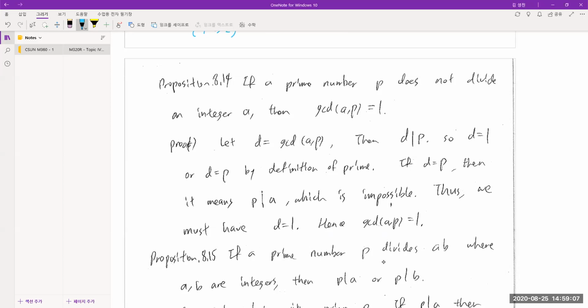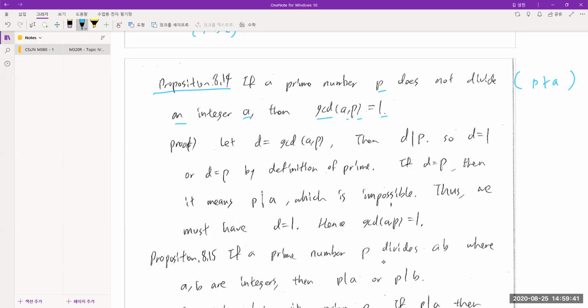Next proposition, it has a key role in the proof of the uniqueness part of the unique prime factorization theorem. If a prime number P does not divide an integer A, so shortly, P does not divide A, then the GCD of A and P must be 1. A and P must be relatively prime if A is not a multiple of P.